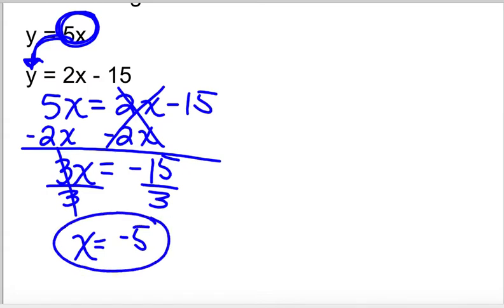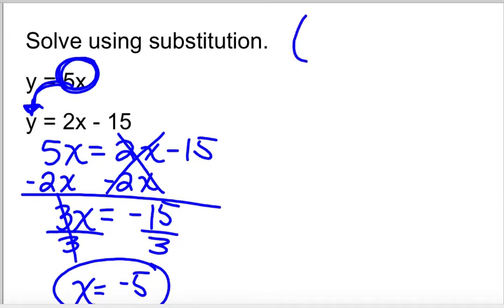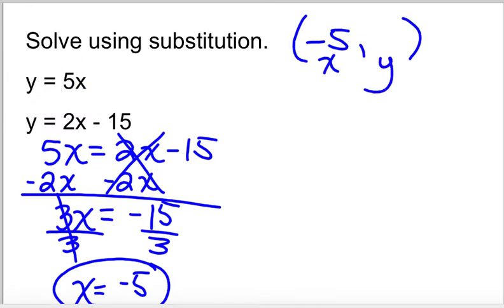Now you know for your ordered pair, X is negative 5. Question is, what's the Y? We don't know. We have to go back to our equations. So now you're going to take your value for X, which we just figured out was negative 5, and we're going to go back up here, and we're going to plug it in.